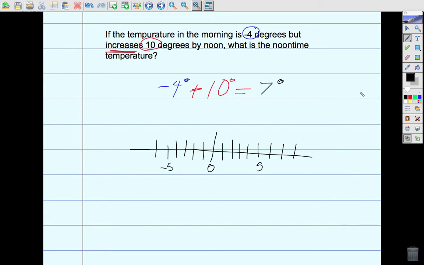So the first thing I'm going to do is start at 0. My first number is -4, so I'm going to go to -4. 1, 2, 3, 4. And then I'm adding 10 to it. If I add, I'm going to go to the right because it's a positive number. So 1, 2, 3, 4, 5, 6, 7, 8, 9, 10. That's what my spot is. I'm going to go 5 and 6, and so that's my answer. My answer is going to be 6. I'm sorry, I wrote that wrong. -4 plus 10 is not 7. It is 6.